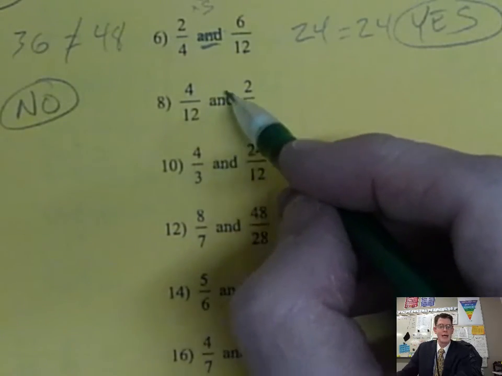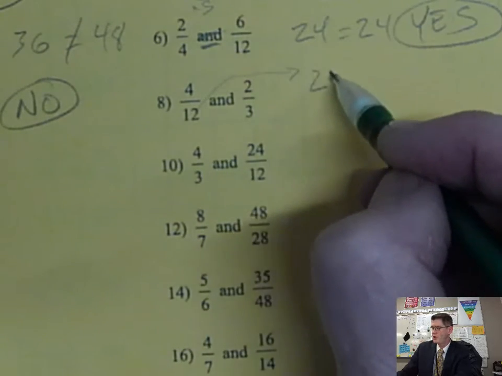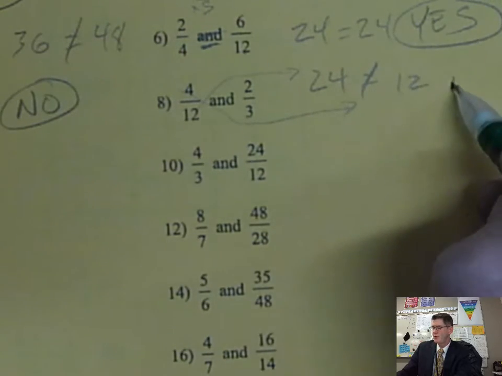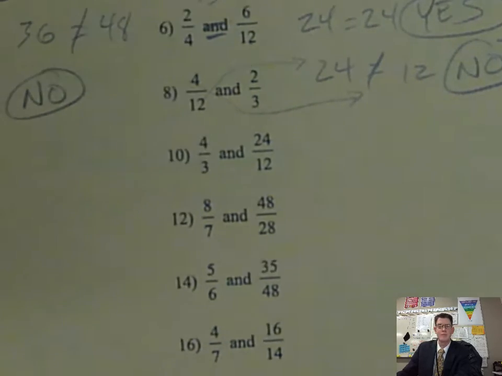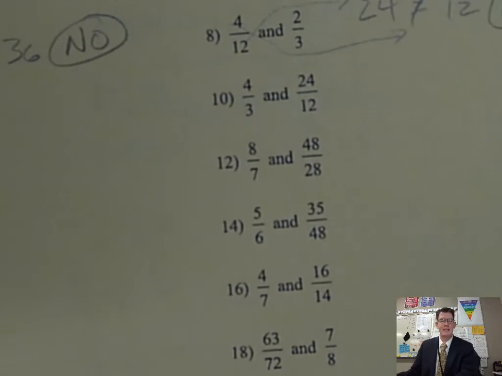And on this one, 12 times 2, that's 24. 4 times 3, that's 12. Those are not equal, so no. So you can work through these. That's the first part of today's activity.